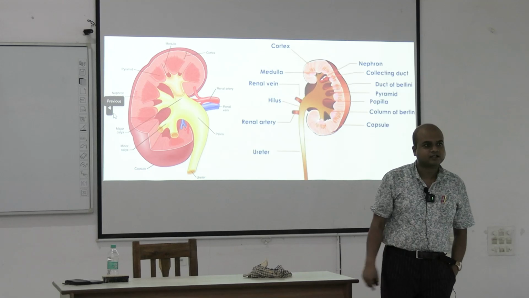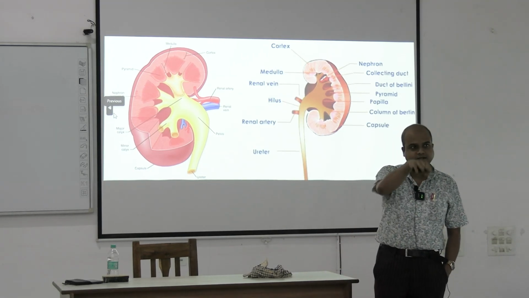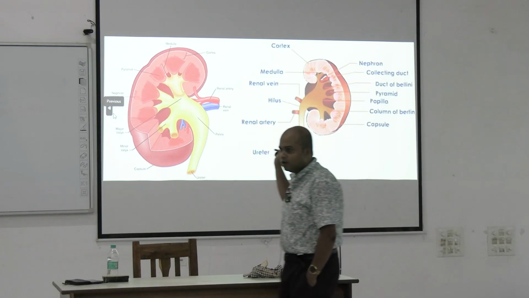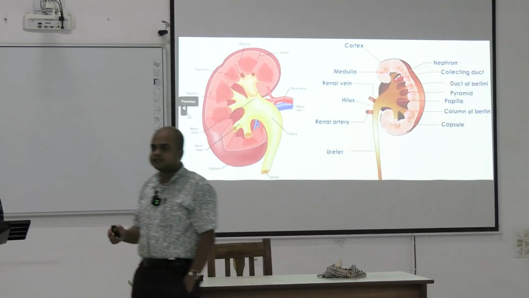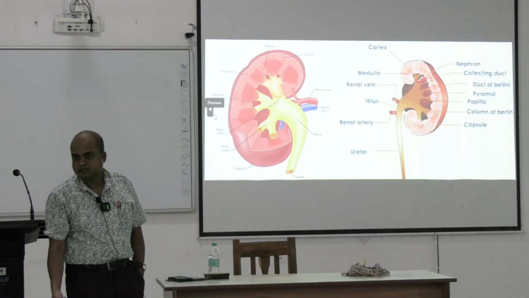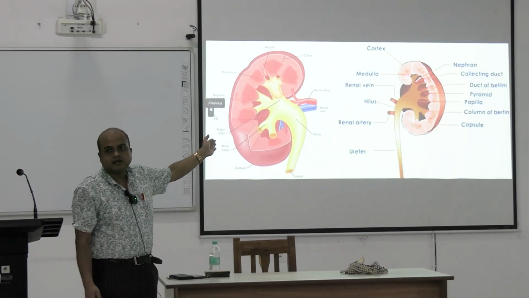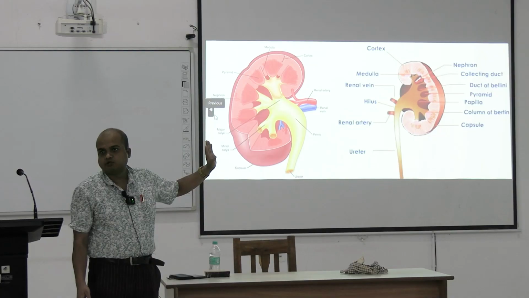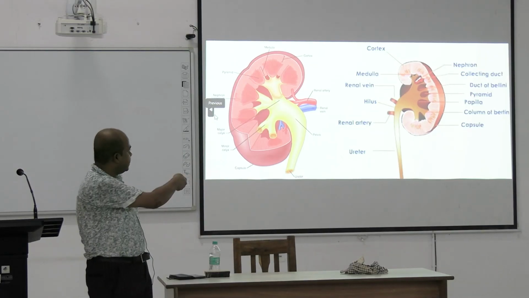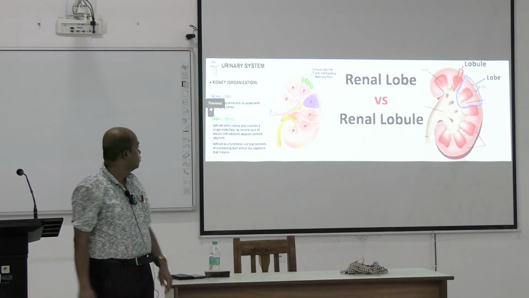That is called cone-like structures, whose base is at the corticomedullary junction and opens into the minor calyx. Now, what are the minor calyx, major calyx? What is the renal pelvis, renal sinus? These were the points to note in anatomy. Then renal lobe and renal lobule. What is the lobe?